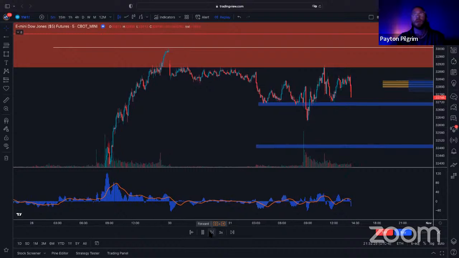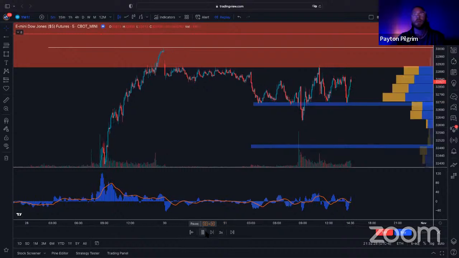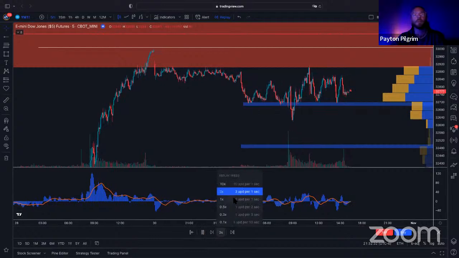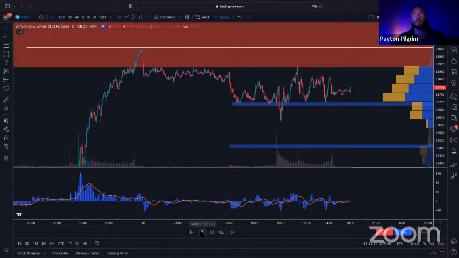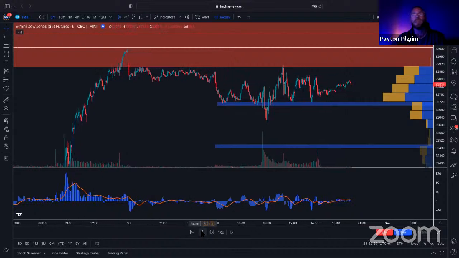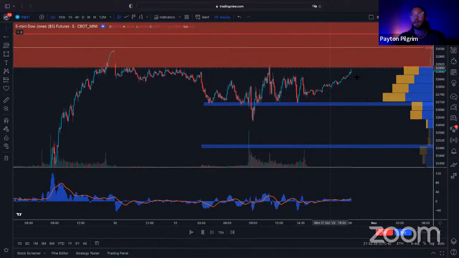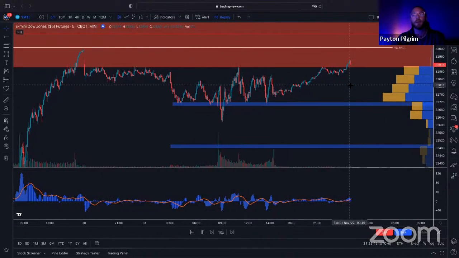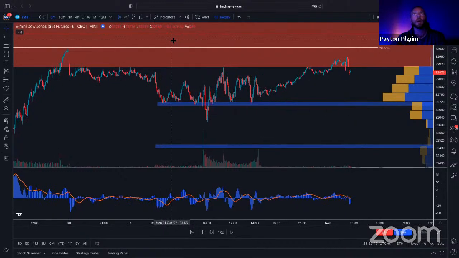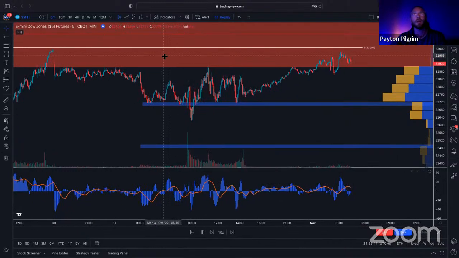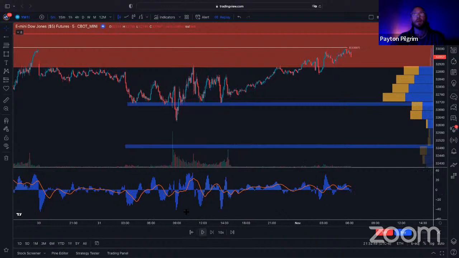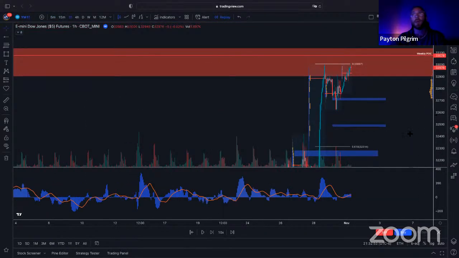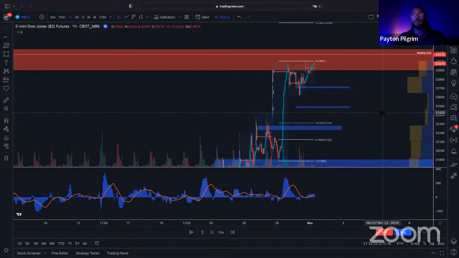Okay, a little sideways action for the day. It's probably not going to do much, so we're going to speed this up to 10. And sideways is what it's going to do for the day. It's not going to do anything. We're at 1 o'clock, 2 o'clock, nothing. All right, so we're going to go to the 1 hour and see what we got going on right here.